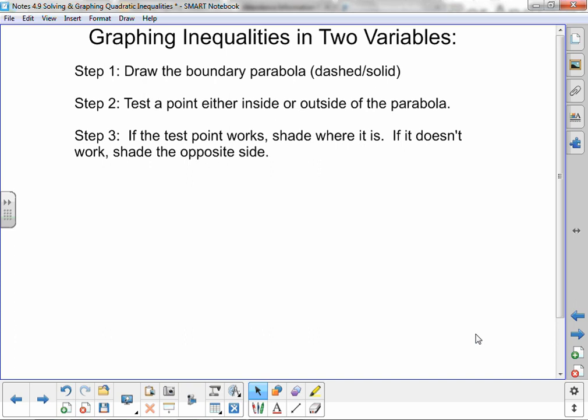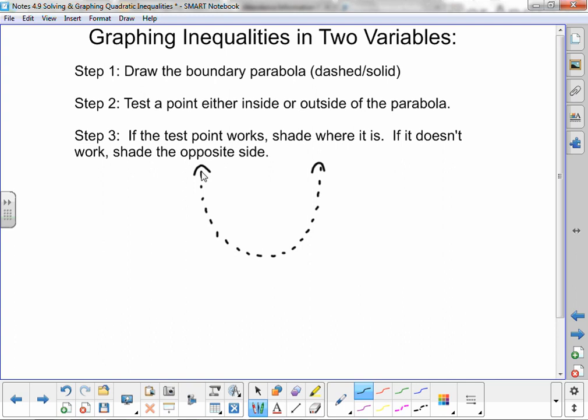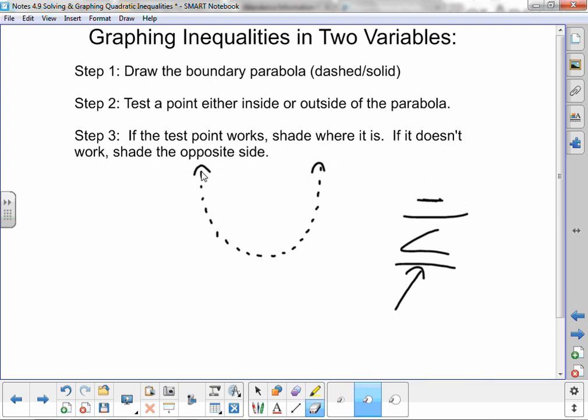So basically what's going to happen is this. You're going to graph the parabola using the methods that we've learned before. So say you ended up with a parabola dashed going like this. When there's a line underneath like this, that's going to indicate a solid one. So this one that I just drew would not have an equal sign on the bottom.